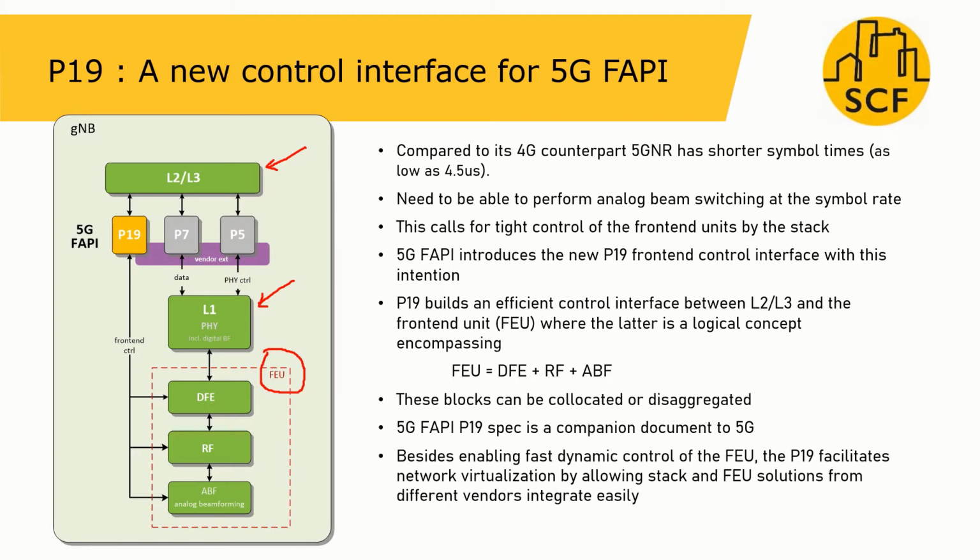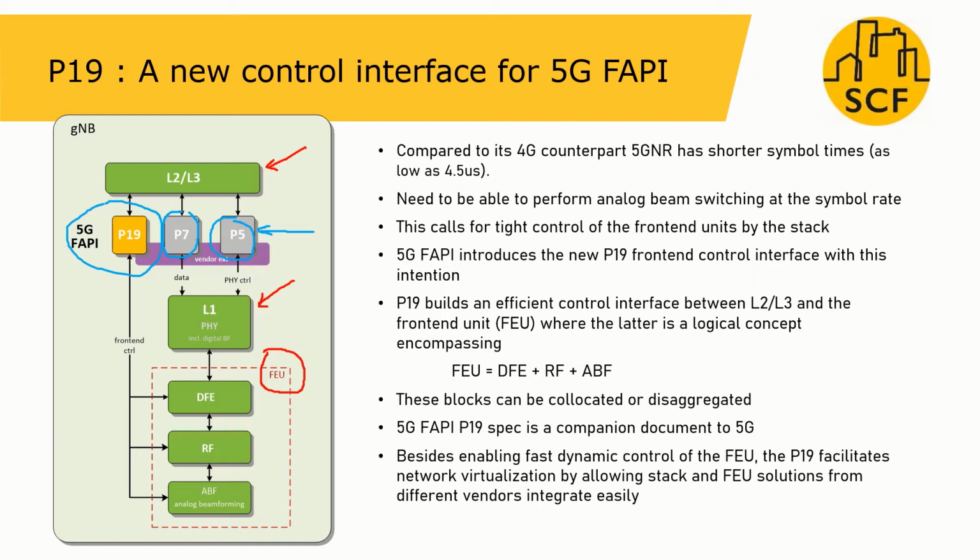The functional demarcation line between the L2, L3, and L1 is also known as the split option number 6. And to bridge the upper stack and L1 layers over this split, the FAPI spec defines two interfaces nicknamed P7 and P5. Here, P7 is dedicated for the data flow, while P5 is used for control plane operations. In this sense, 5G spec mimics its 4G counterpart. What's new to 5G is the P19 interface.